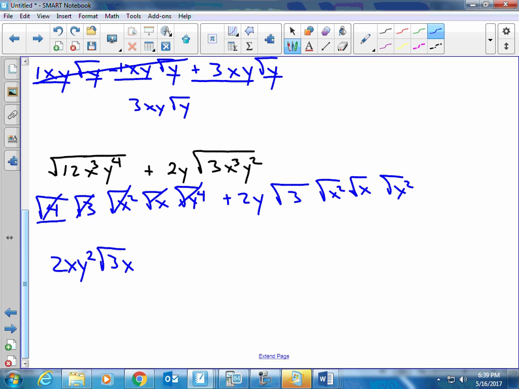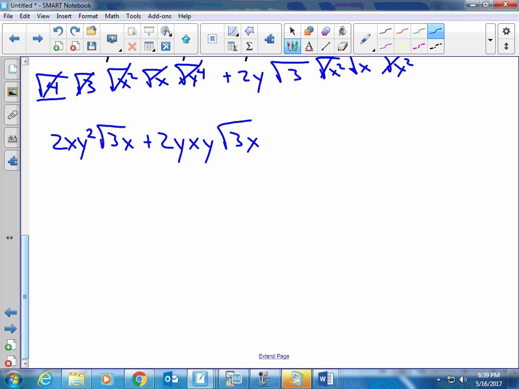All right, next one. I have 2 I leave alone. I have a y I leave alone. Square root of 3 I don't know. Square root of x squared is x. Square root of y squared is y. Well, I have another y now. And I have a 3 inside, and I have an x inside. Huh, that's a mess. Is what's outside by chance the same? Well, yeah. I can do some rearranging.